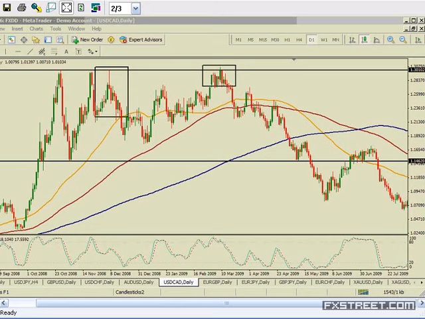Do you use fibs? Yes, I do. And if you'll notice, I have several Fibonacci levels up there.